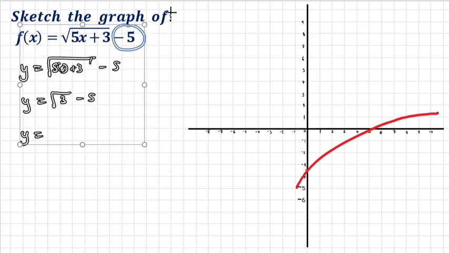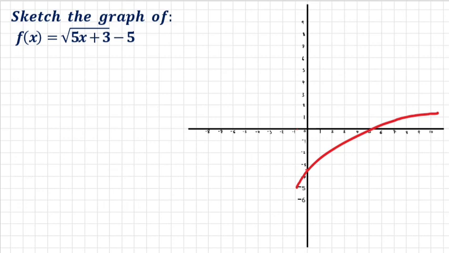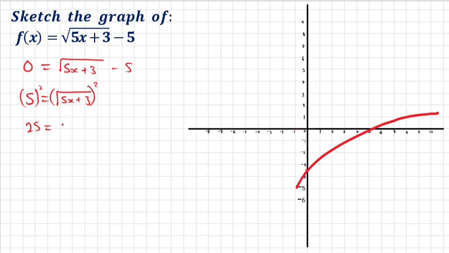Now let's find out where it cuts the x-axis, if it does. To find out where it cuts the x-axis, I'll just have to say let y be 0. What is x? So this will be the root of 5x + 3, minus 5. That 5 can go to the other side, it becomes positive: the root of 5x + 3 equals 5. I'll square both sides, so this will give us 25 equals 5x + 3.